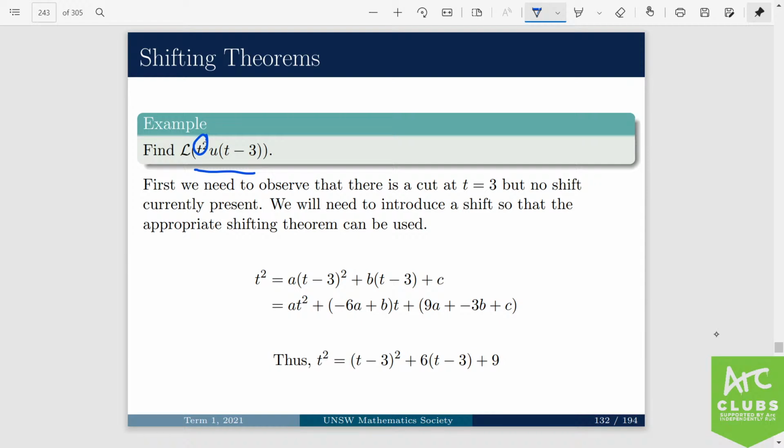So we're going to introduce a shift into this t squared, so that we can actually use this Laplace transform properly. Because like I said before, you could go from first principles and just integrate it and find it that way, but that's probably going to take a lot longer. And given you're trying to do an exam, you don't want to be working with complicated integrals. So the easier way is to just make this in the form that we already have in the table. So we turn this t squared into something that has a combination of t minus 3's.